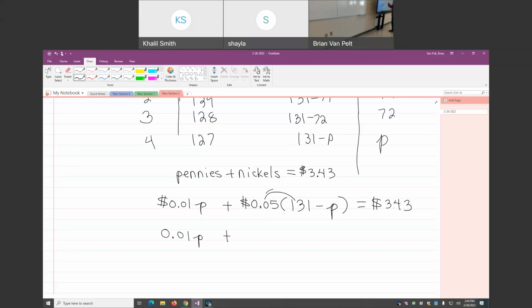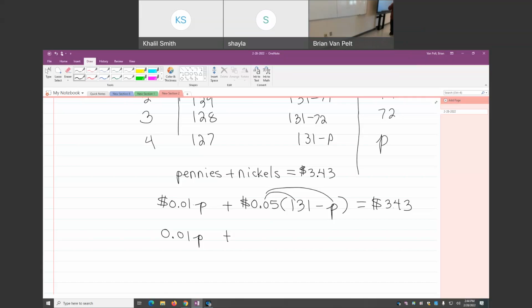Just multiply this through using the distributive property. I'm not sure what I get for 0.05 times 131. Now, in a problem like this, I do want to ask you, what type of answer should we get? If I get anything other than a whole number, it's wrong. Understand? The answer is the number of pennies and nickels. Am I going to have half pennies or half nickels like they used to have in those songs that we sang as kids?